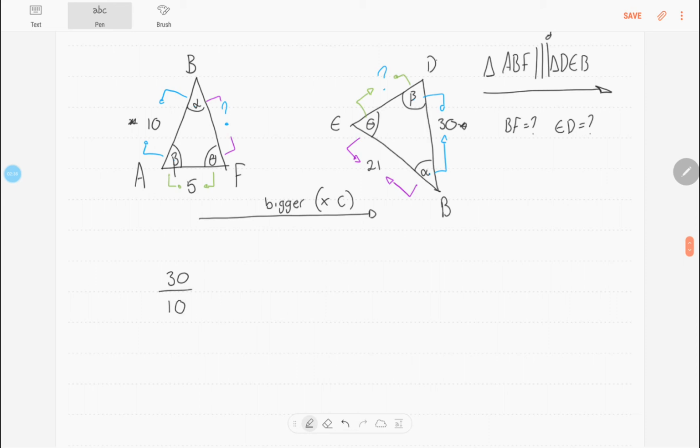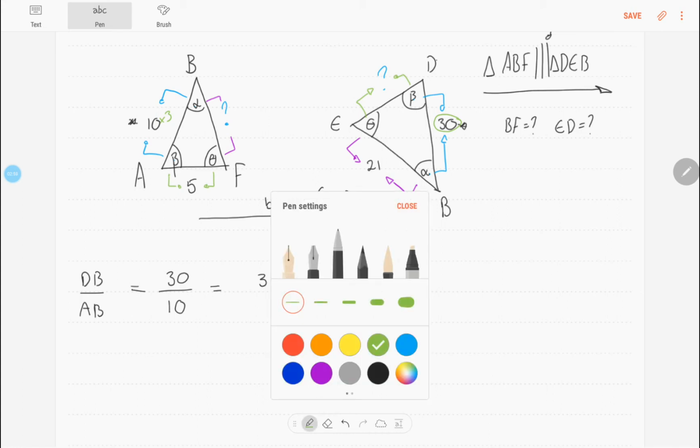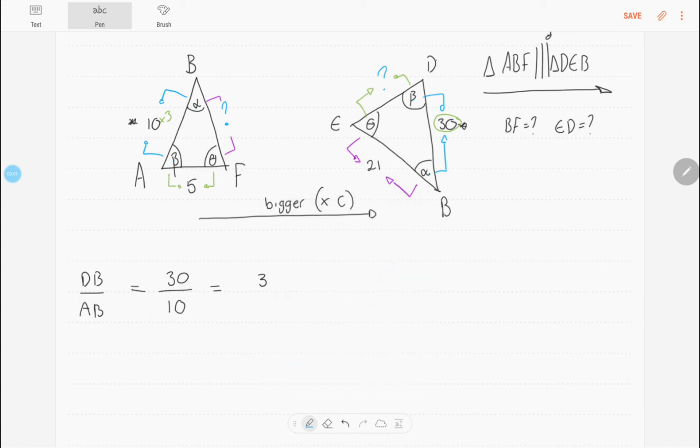So we're going DB over AB, and that gives me 3. In other words, I timesed my 10 by 3 to get to 30. So what we now know, which is awesome, is if we times our 5 by 3, we should get this value here, because that's my corresponding pair.